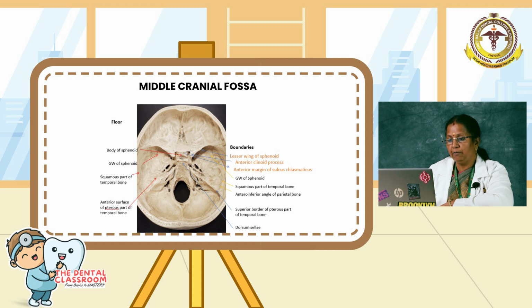What are the bones forming the floor? Here the floor is formed in the midline by the body of sphenoid and laterally by the greater wing of sphenoid, and still more posteriorly by the squamous part of temporal bone and the anterior surface of the petrous part of temporal bone. All 4 bones form the floor.